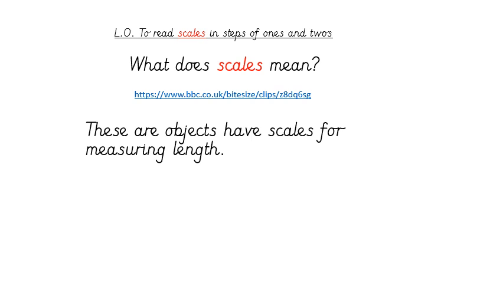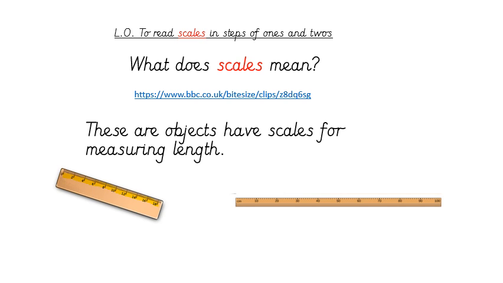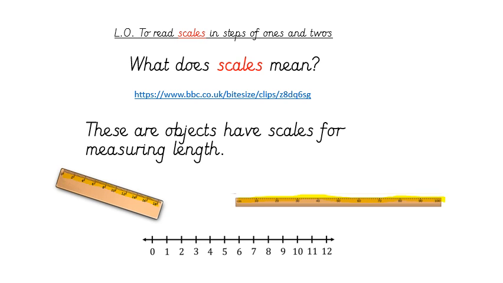These are objects that have scales for measuring length. So a ruler has got a scale, you can see here. The scale is in 2s. This ruler has got a scale and it's in 10s. And this is a number line, which can also be like a scale, and it is in 1s.